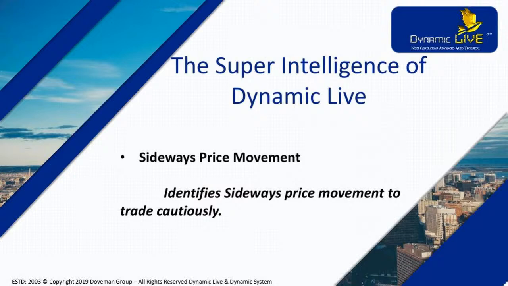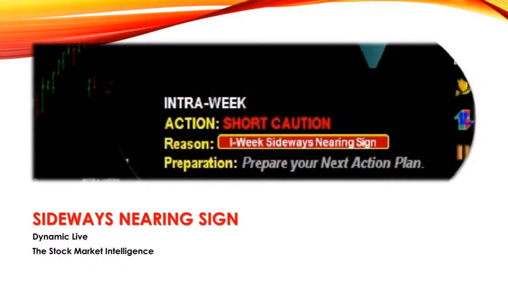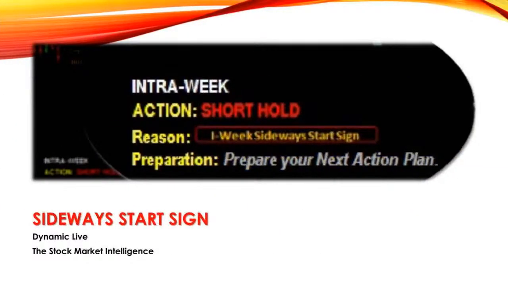But today you don't have to worry because Dynamic Live is the one and only platform in the whole world which can automatically identify the sideways movement for you. So in the real-time market, when the price is fluctuating and if Dynamic Live feels that it is about to get into sideways movement, then in the reason it will be very clearly written as sideways nearing sign. So it is telling you that the sideways movement is about to start. Be prepared. It is cautioning you in advance. And later the information changes to sideways start sign.